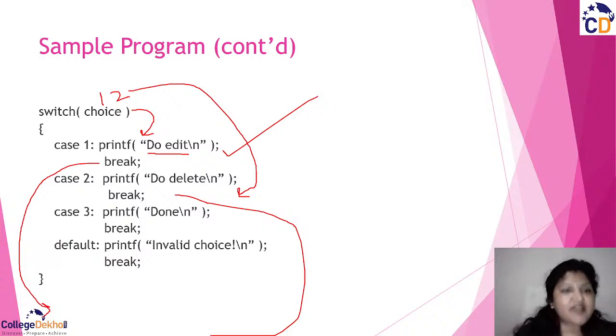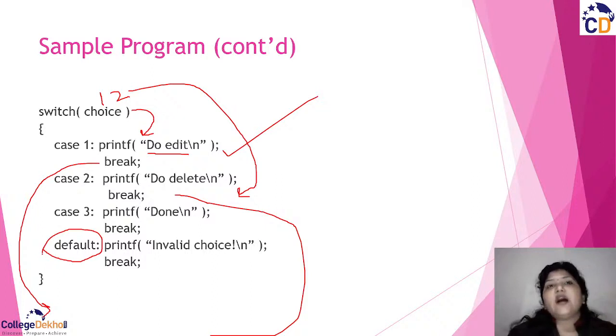And yes, I have told you, this is the default case where you can print the default messages, right? So suppose your choice is out of the number of cases, right? It is not 1, it is not 2, it is not 3. Now what are you going to do? The compiler automatically jumps to the default case, right? And gives you the output that is invalid choice, right?